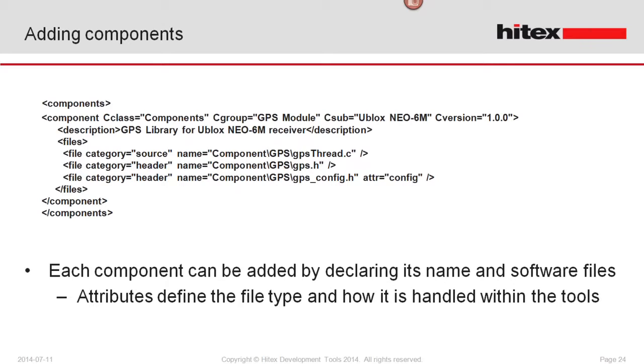So we have a source file, the GPS thread, and then a couple of header files that are going to be added to the project as well. And on the final header file, the configuration file, we've given this the attribute of config. So this means that this header file will actually be copied into our project so that we can edit it, whereas the previous two will remain in the toolchain like library files, so that they're within the version of this software component, so we don't edit those, and they're not actually physically copied to our project directory.